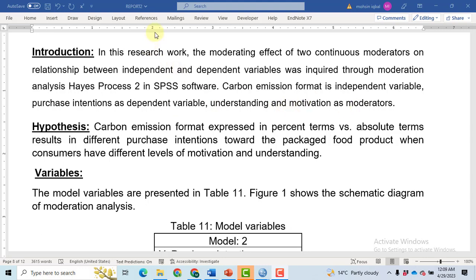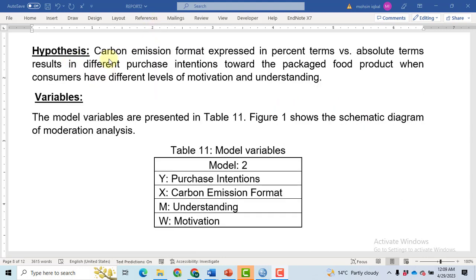The carbon emission is taken as the independent variable and the purchase intention as the dependent variable, whereas understanding and motivation are the continuous moderators. The hypothesis: the carbon emission formats expressed on the packaging in percent terms versus absolute terms result in different purchase intentions from the customer towards the packed food product when consumers have different levels of motivation and understanding regarding the carbon emission format. So X represents carbon emission format, Y purchase intention, M and W are the two moderators.